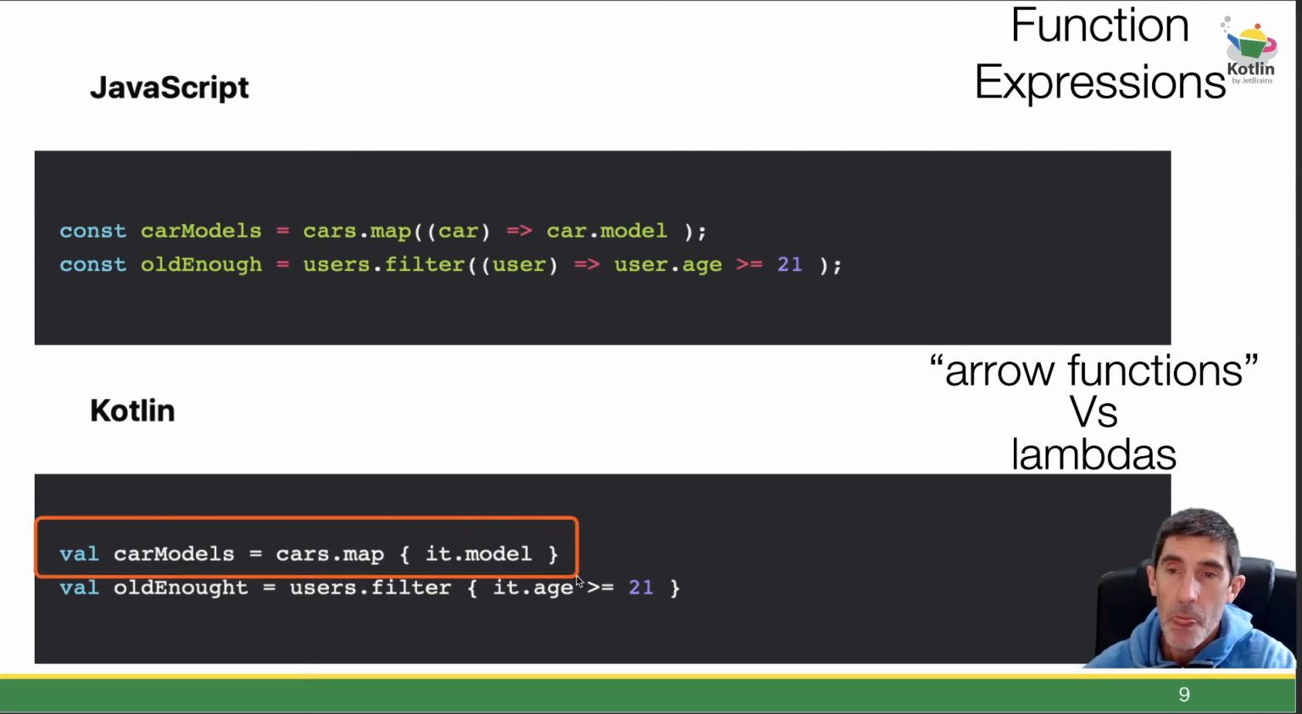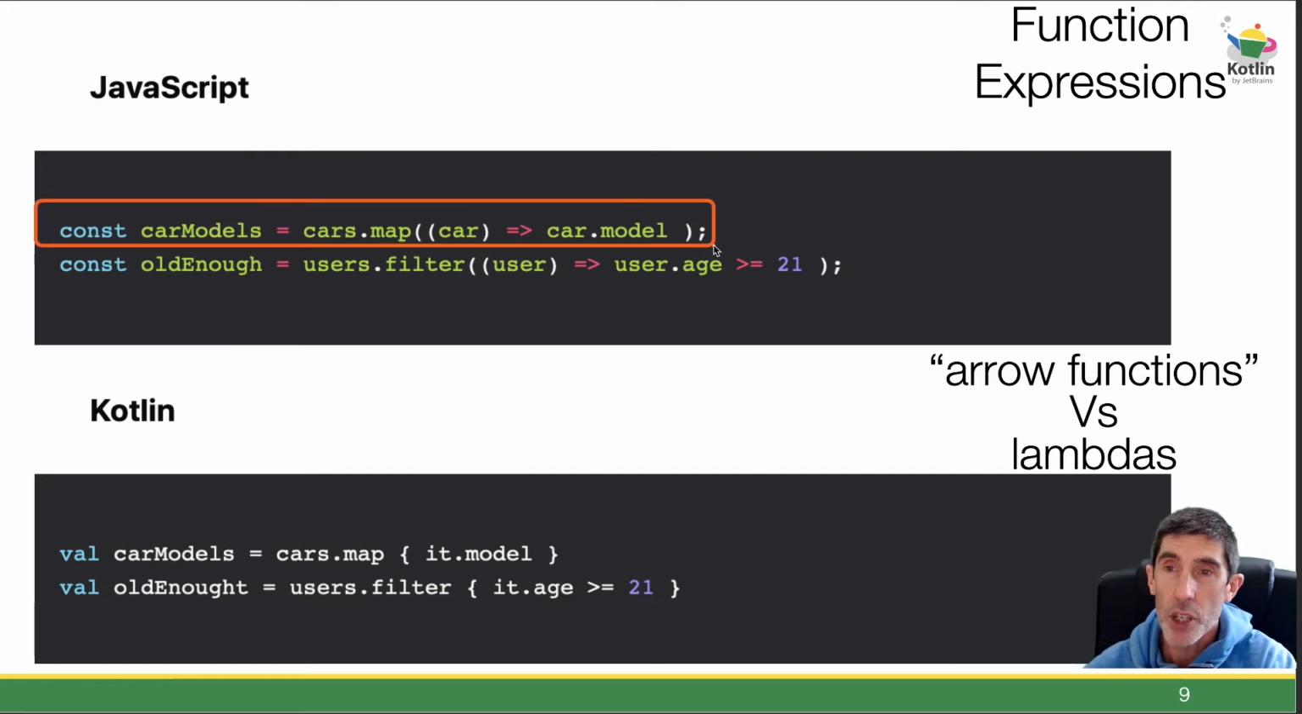Whereas in our Kotlin world, a lot more concise. We just say val carModels is cars.map, and we don't need to pass in a parameter because, as I said, there's only the one argument. We can just access it.model directly, so that we get the individual model property of the car object it is pointing to. So again, quite a bit tidier than the JavaScript equivalent.